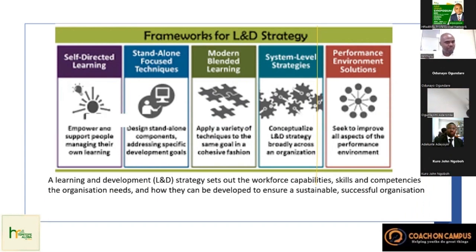The L&D strategy must speak to the business objective, and it must speak to the individual development. And these are the two cores of the L&D function: the business on one hand, and the individual employee on the other hand.